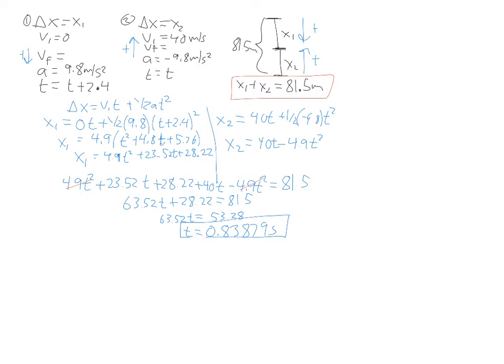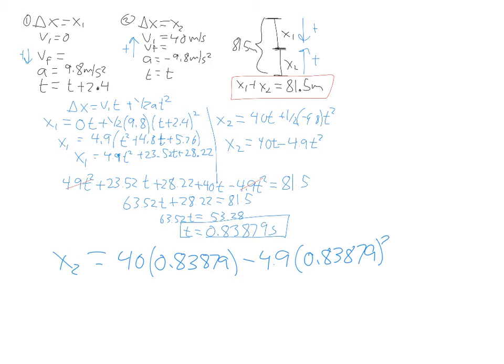Okay, so I'm going to then take that and use that to find the distance here. And so we really can plug into either equation, either x1 or x2, although I guess it's looking for height above the ground, so that would really be x2. So x2 is going to be 40 times that time minus 4.9 times that time squared. So I end up getting that x2 is 30.1 meters.